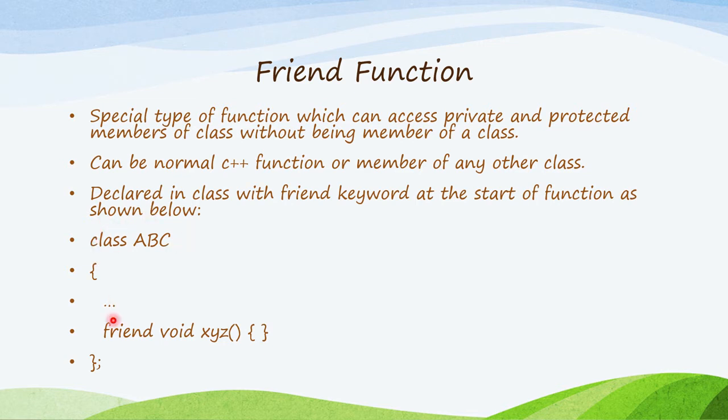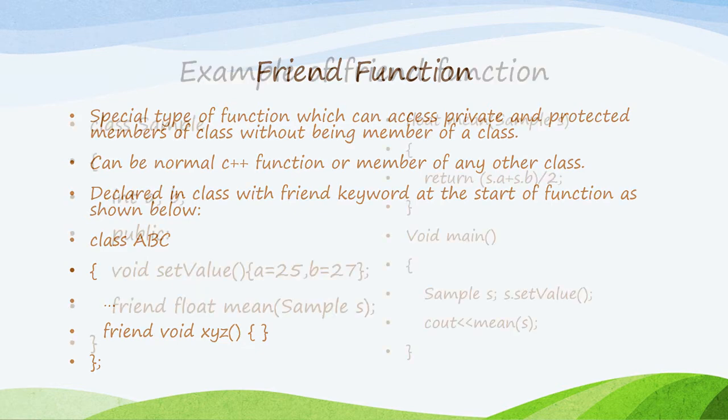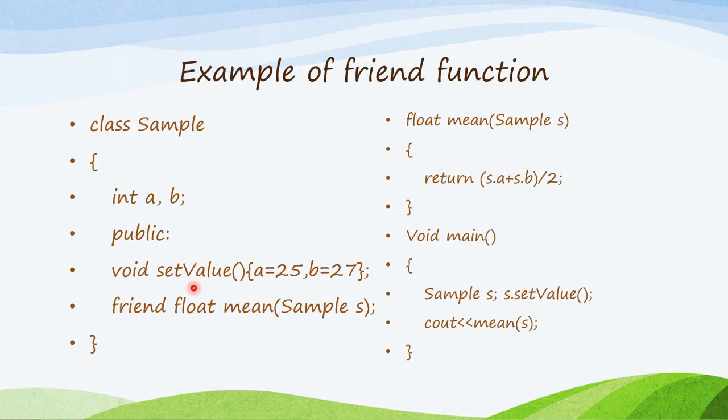So class ABC is there. Some code is written above this line, that may be declaration of variables and other member functions. And we have function void xyz here, and this is friend. This is friend function of class ABC. Let's see one example of friend function. Let's see this example in Turbo C.